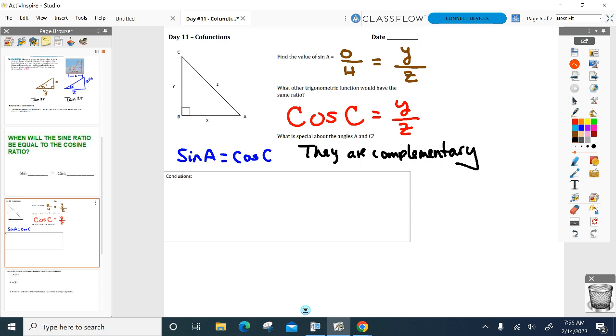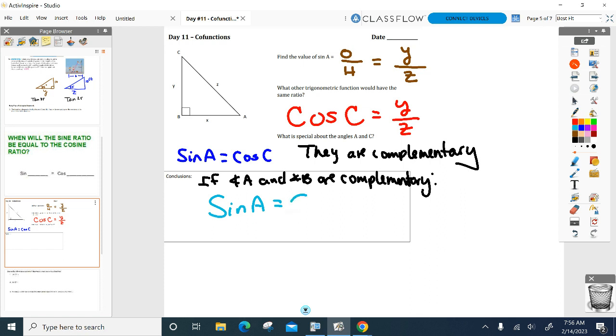All right, let me try to put this all together now. Conclusion: if angle A and angle B are complementary, and I'm not talking about the diagram anymore, I'm just talking about two angles. You could call them X and Y if you wanted to. Here's what we know: the sine of one of them is equal to the cosine of the other angle. But they have to be complementary. So if you know two angles are complementary, the sine of one of them is equal to the cosine of the other.